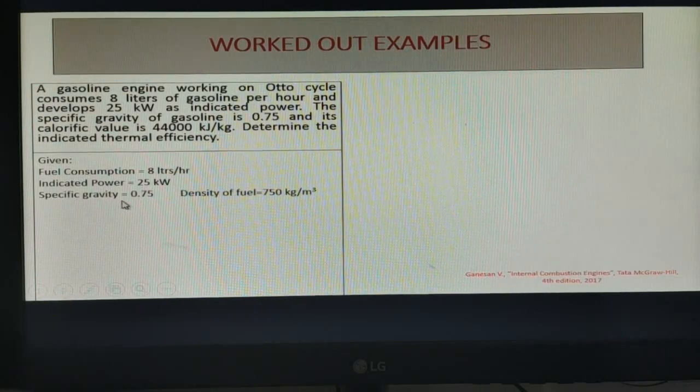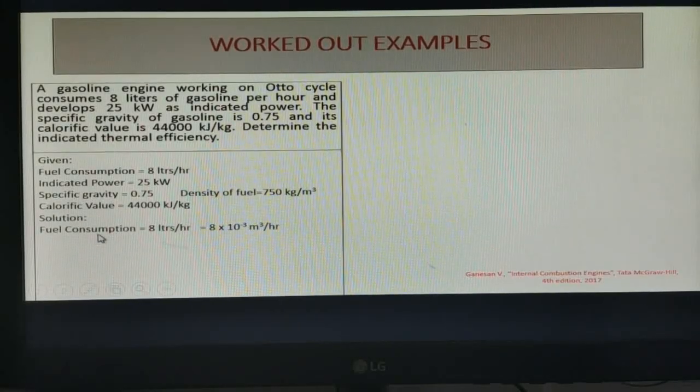Specific gravity of the fuel is given as 0.75. From that we can find the density of the fuel as 750 kg per meter cube. Then the calorific value is given as 44,000 kilojoules per kg. Now we'll solve it. Fuel consumption is given as 8 liters per hour.